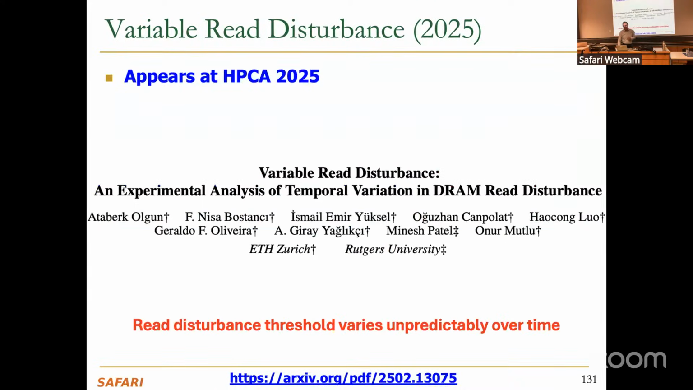So basically, this is a key problem. A read disturbance threshold varies unpredictably over time. And this is also a new discovery because we don't know the reason for it. There's no reported paper work that talks about it. And this makes profiling for RowHammer even harder, basically, because if you keep testing, you keep getting lower and lower RowHammer thresholds, right? Now we have some hypotheses as to why this might be happening. It's somewhat similar to the variable retention time phenomenon that we have discussed in retention time, but it's not clear if it's the exact same phenomenon.